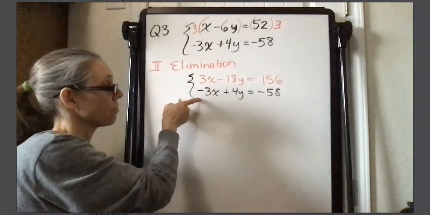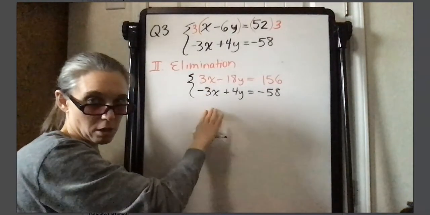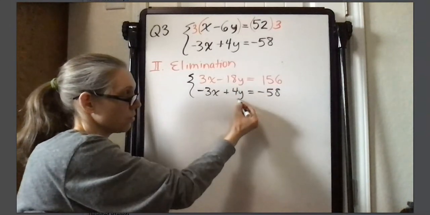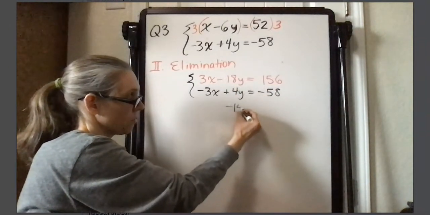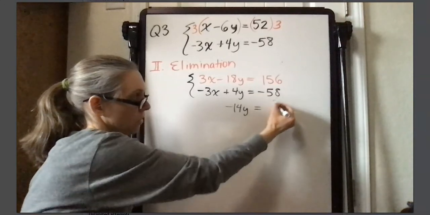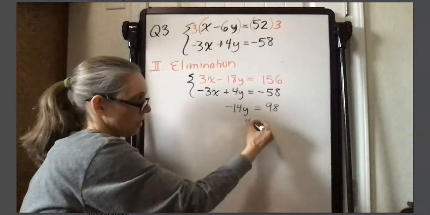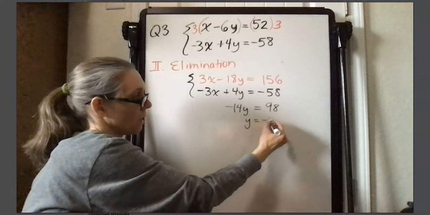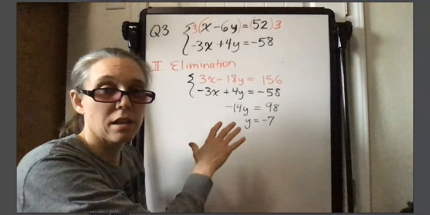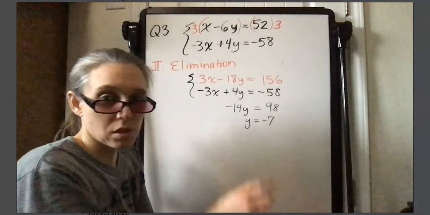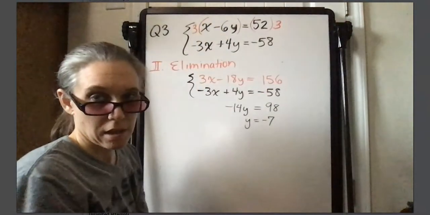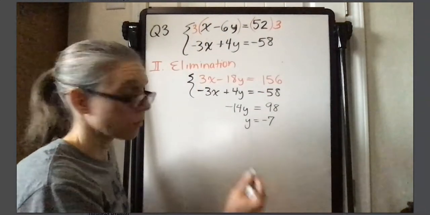So 3x and negative 3x go away, no more x. Negative 18y and a positive 4y is a negative 14y. And then here, 156 minus 58 is 98, and you get back to y equals negative 7. So then once you have one of the variables, you just plug this back into either of the equations. It doesn't matter which. For simplicity, I'll plug it back into the first one.